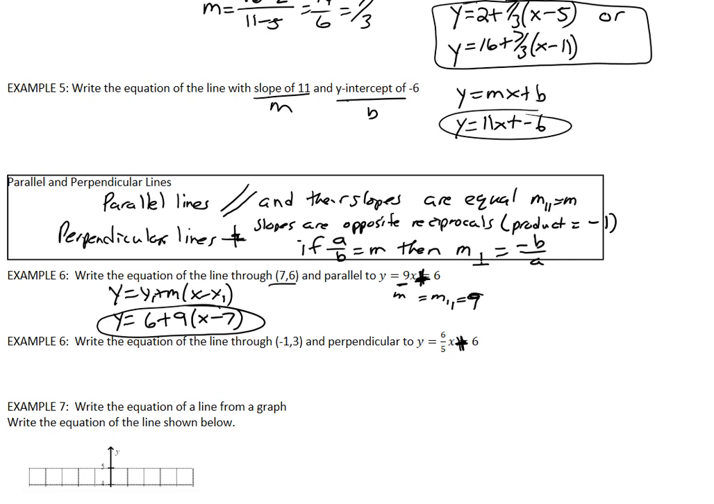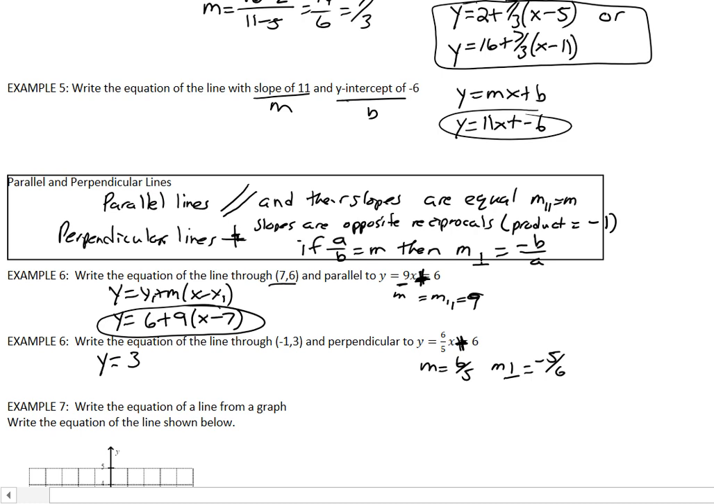Alright, so let's look at the equation of the line through (-1, 3) and perpendicular to y equals 6/5 x plus 6. Well, again, my slope is 6 over 5, so the slope of my perpendicular is going to equal -5 over 6. So y equals 3 plus the new slope, -5 over 6, times (x minus -1), or if you put x plus 1, that would be acceptable as well, because the two negatives multiply to be a positive, and that would be our answer.